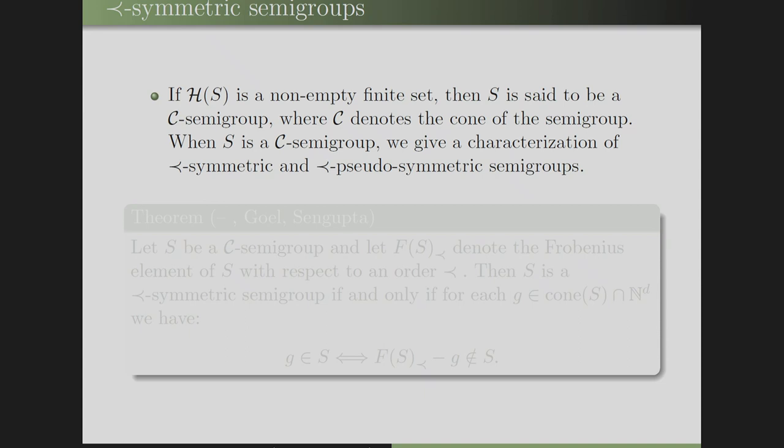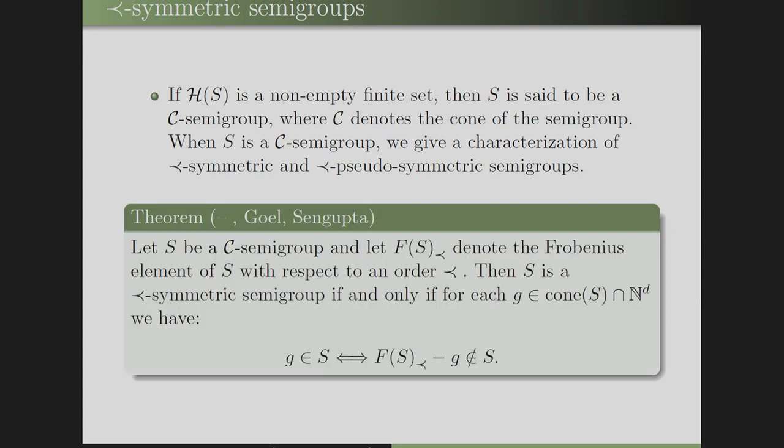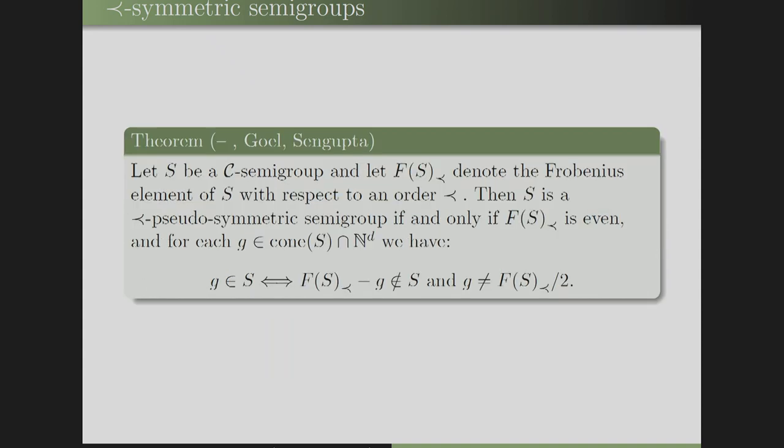When H_S is non-empty and finite, it is called a C-semigroup, where C denotes the cone of the semigroup. For C-semigroups, we give a characterization of symmetric and pseudo-symmetric semigroups. Let S be a C-semigroup, and F(S) denote the Frobenius element with respect to an order. Then S is a symmetric semigroup if and only if, for each G in cone(S) intersected with N^d, we have G in S if and only if F(S) minus G is not in S. And there is a similar characterization for pseudo-symmetric.